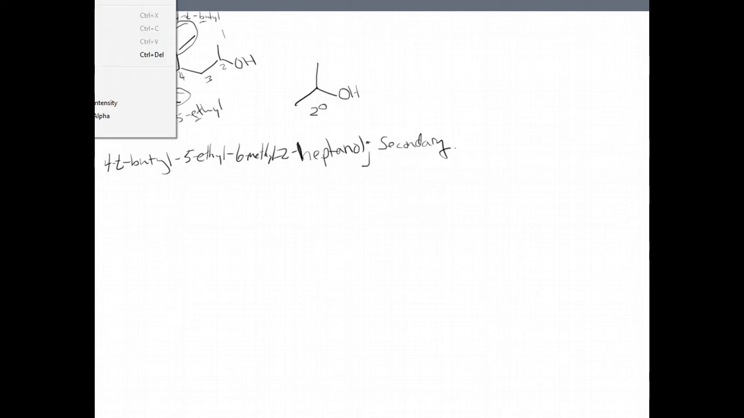We named it. Now we have to classify. So go and put your semicolon. You know it's an alcohol. The carbon of the alcohol is bound to 2 other carbons, so this is a secondary alcohol. Okay, so that is question number 54.